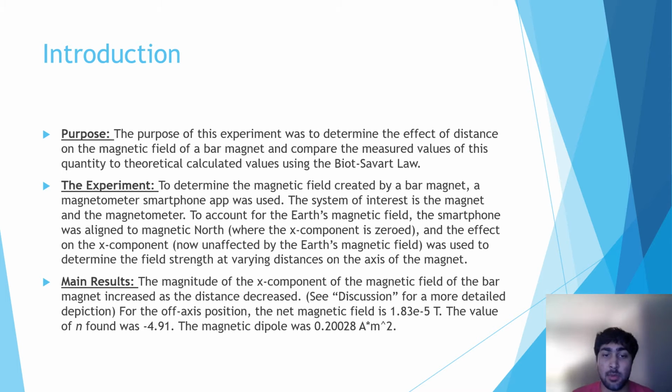Introduction. Purpose. The purpose of this experiment was to determine the effect of distance on the magnetic field of a bar magnet and compare the measured values of this quantity to theoretical calculated values using the Biot-Savart law.